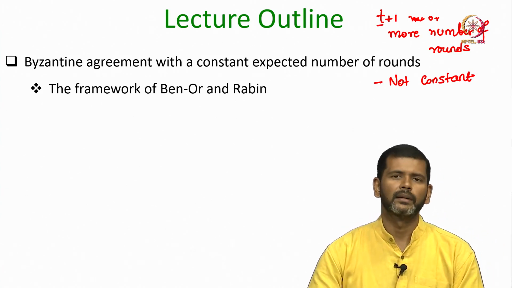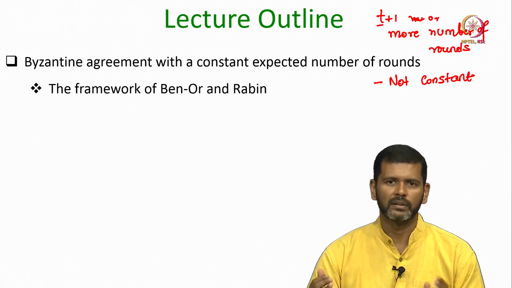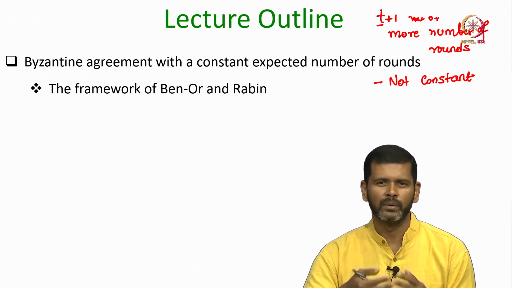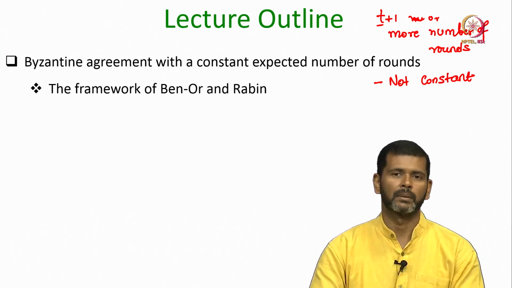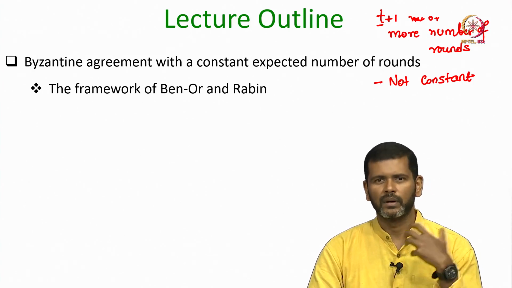A very fundamental question is, can we have a Byzantine Agreement protocol or a broadcast protocol which requires only a constant number of rounds? That means it does not matter whether t is equal to 1 or t is equal to 2 or t is equal to 1000, the protocol requires the same number of rounds. Why is it critical to have a protocol with a constant number of rounds?